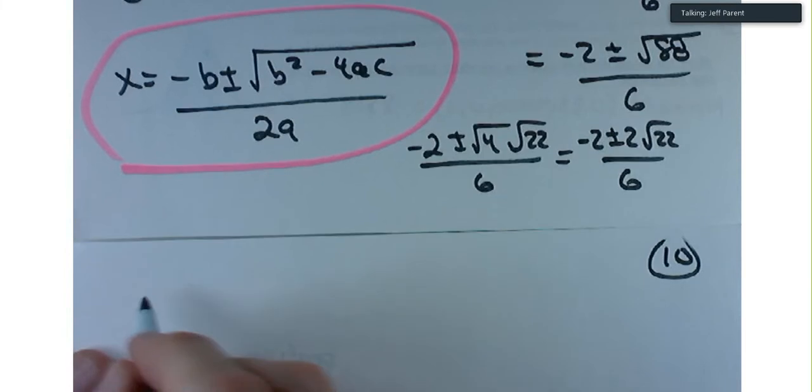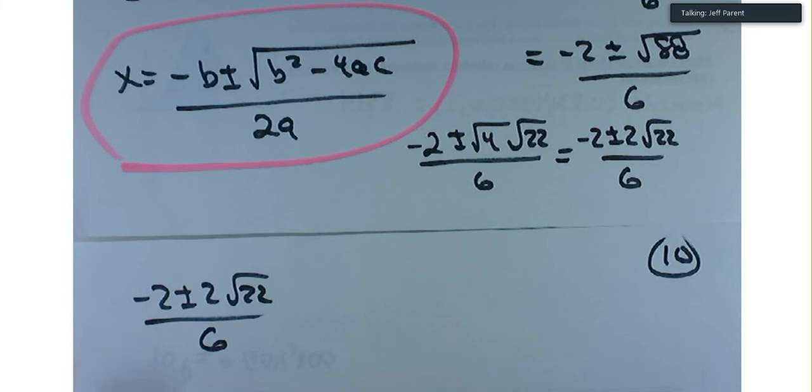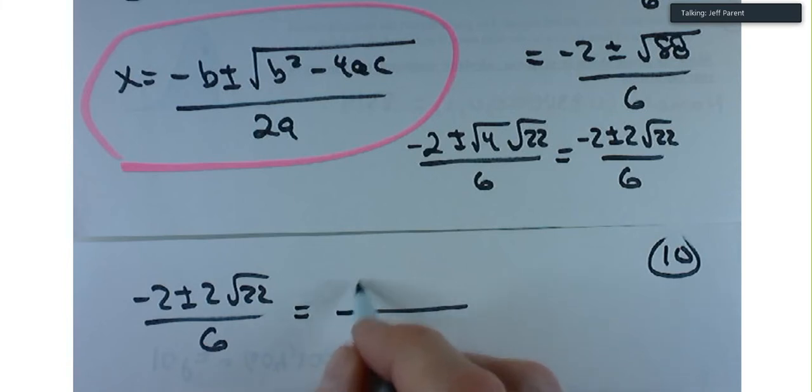Coming down over here, I'm just going to recopy that. The tempting thing that I see people want to do all the time is cancel, oh, I'll cancel that 2 into the 6. You can't. If it's killing you that there's something here you can cancel, here's what you can do. Let's factor out a 2 from the numerator. So I'm going to factor out big, juicy 2.